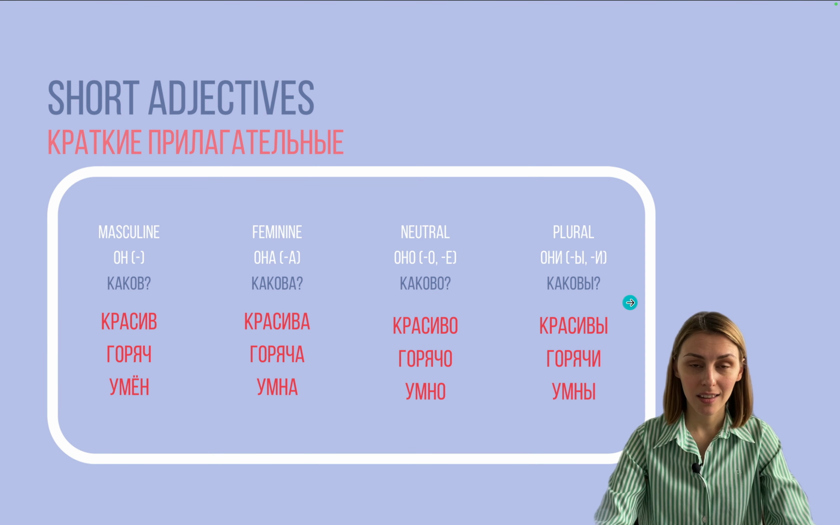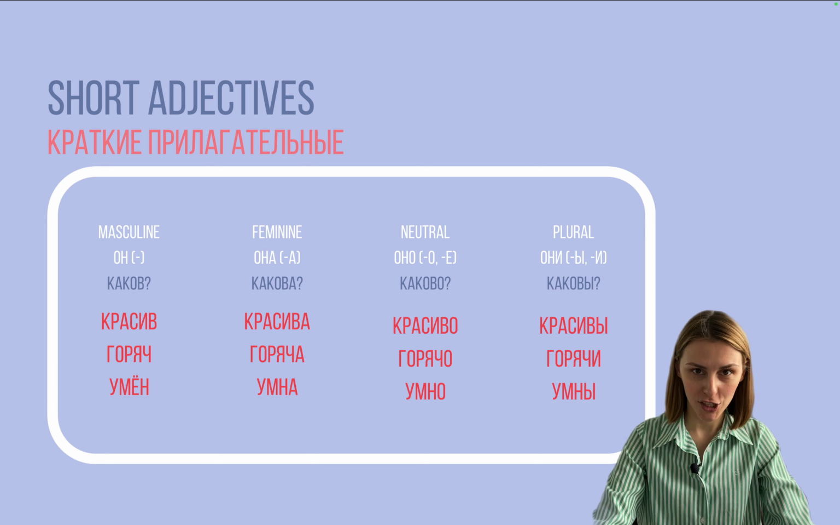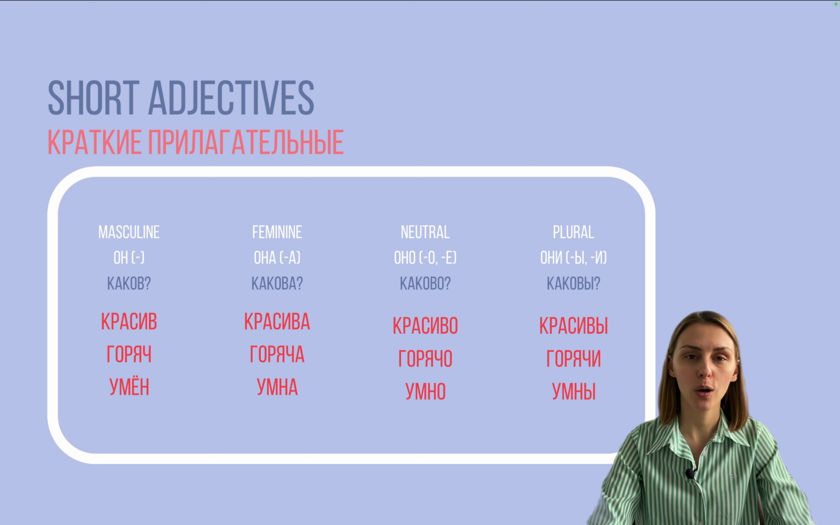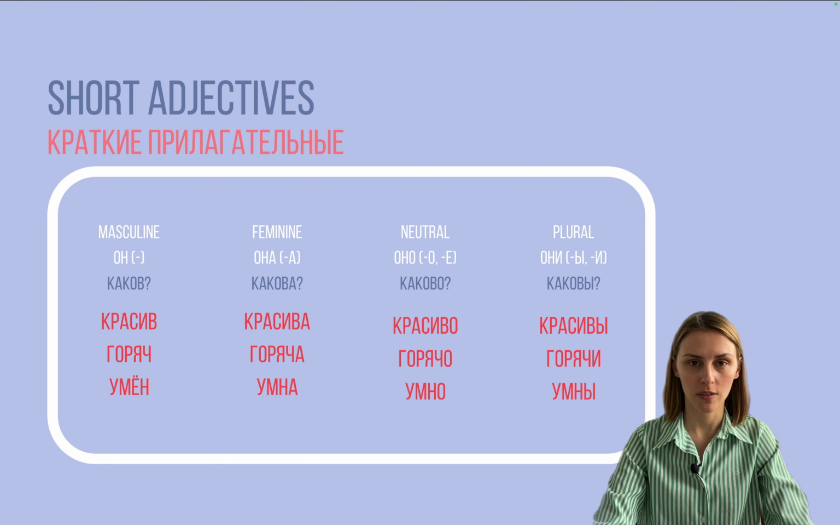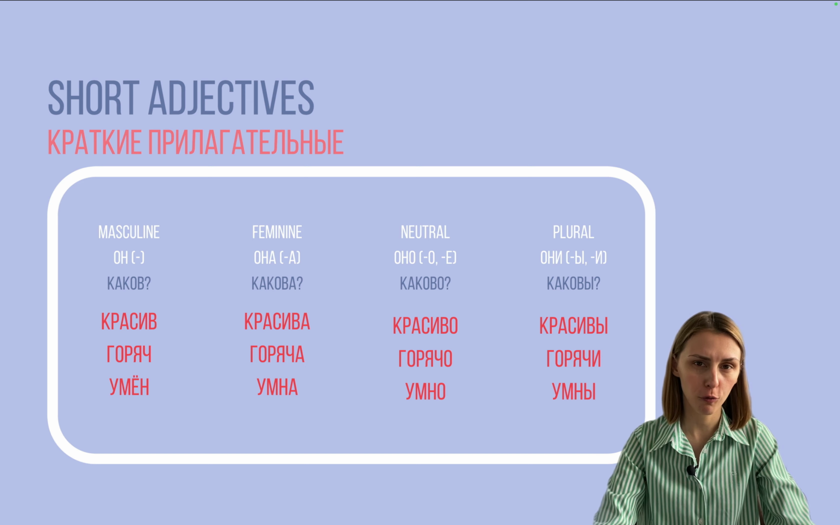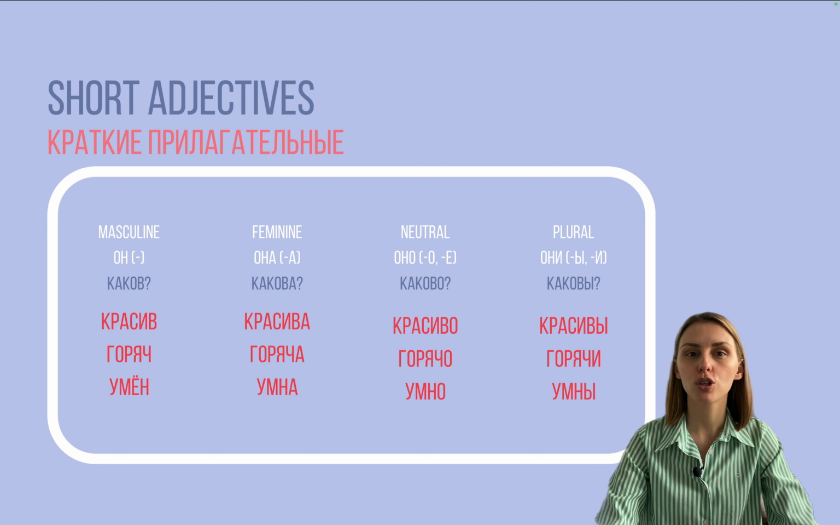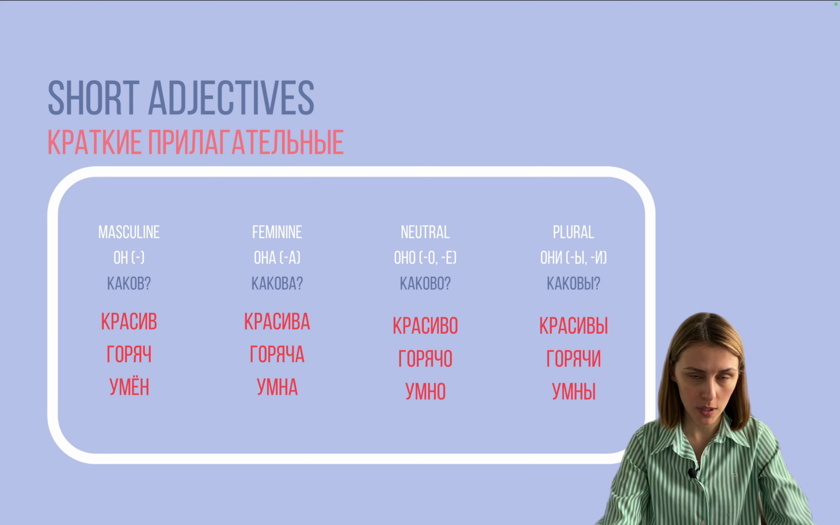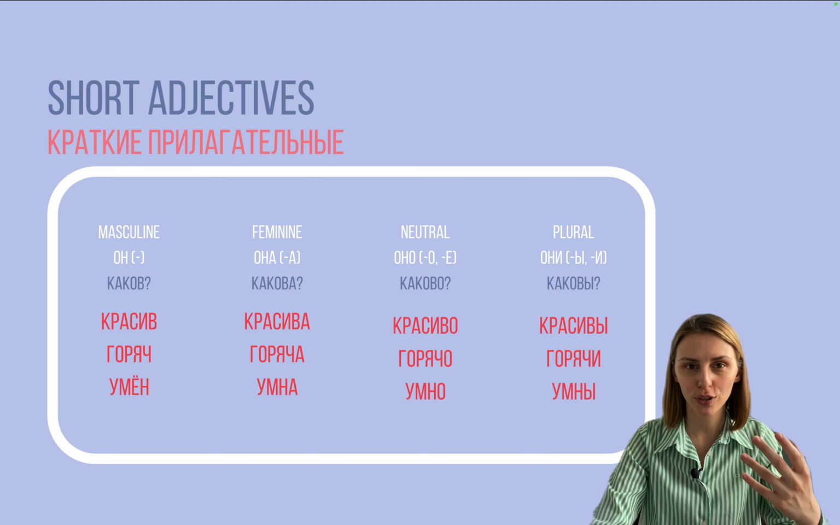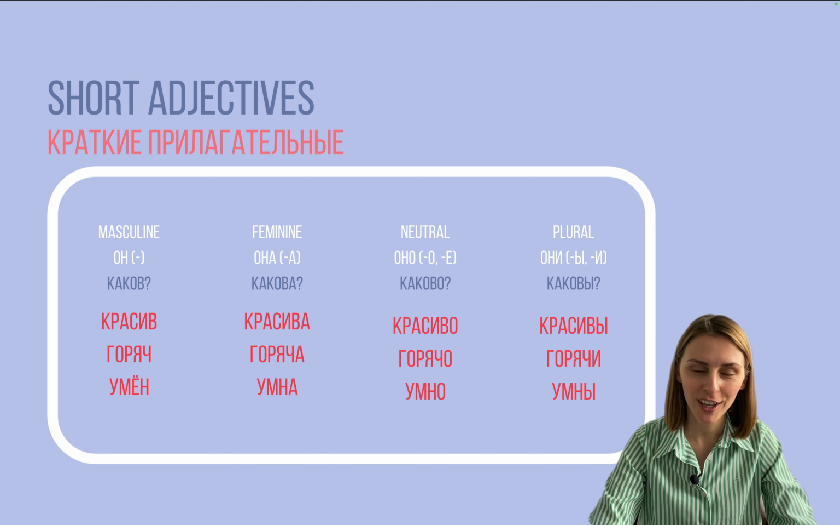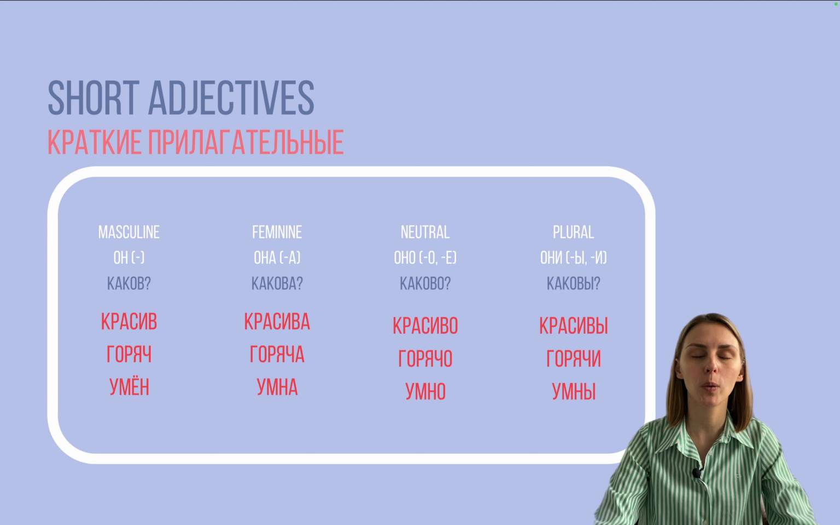And these are the examples of full adjectives. So now we will first have a look at how we make short adjectives, how they are different from their full forms. And then we will discuss in what situations you use short adjectives in comparison to their full forms. Because it's very important to know how to make a short adjective, but it's even more important to know when you use a short adjective instead of its full form.